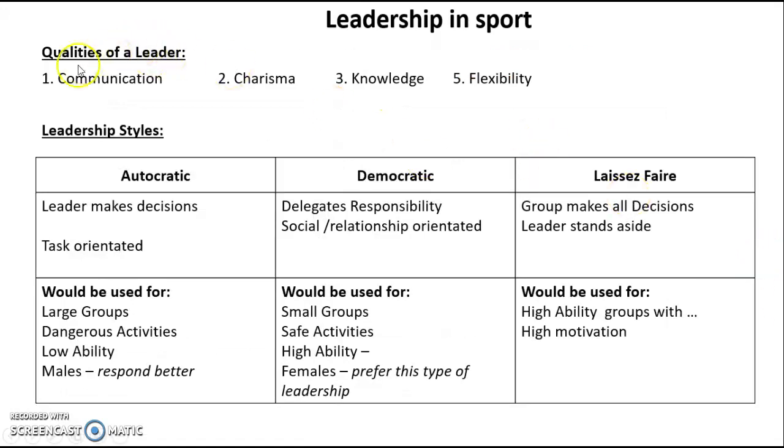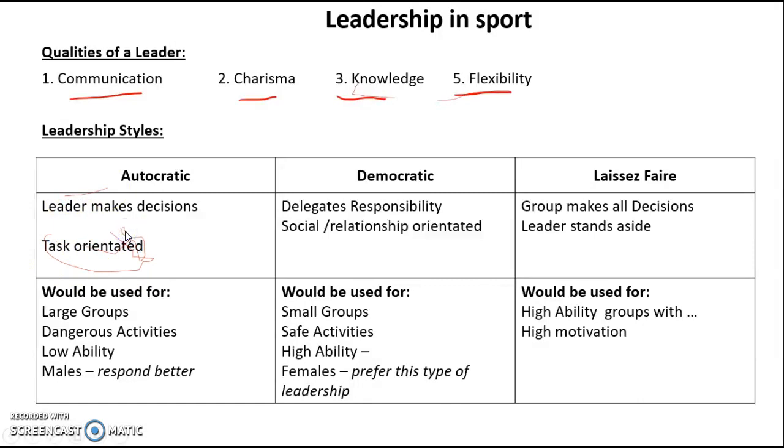Okay, so we're looking at leadership here. Leaders have certain qualities. So you've got communication there, as we talked about a little bit earlier. So you've got communication as your first one. Then we'll look at our charisma. Okay, knowledge, flexibility. I've taken one out there. That's why it's in the right position. So we go down to this bit now.